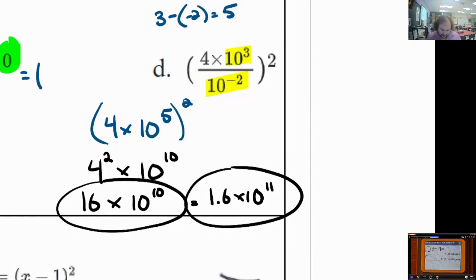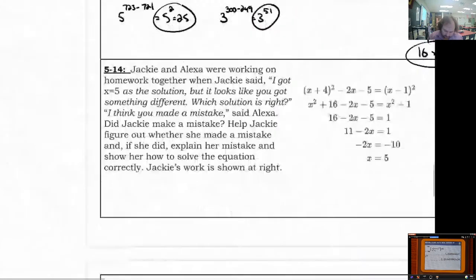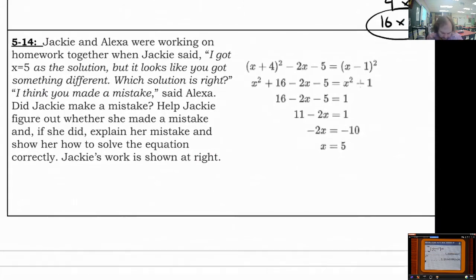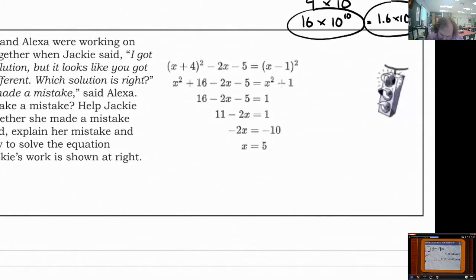So let's look at the next question. Oh, gotta zoom out here. Jackie and Alexa are working on homework together. Jackie says, I got 5, but it looks like you got something different. What solution is right? And Alexa says, I think you made a mistake. Did Jackie make a mistake? Help Jackie figure out whether she made a mistake, and if she did, explain her mistake and show how to solve the problem correctly. Let's see what happened here.